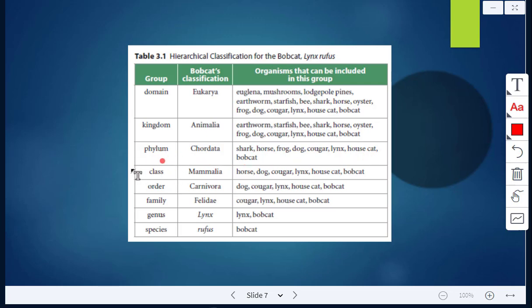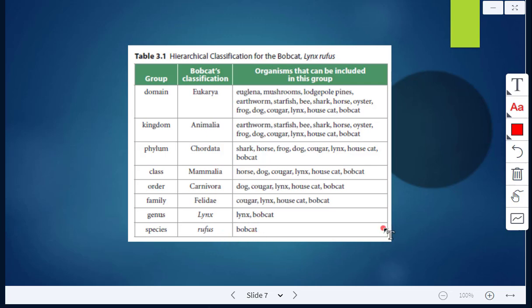So we get even more specific. Next is class. The class now is Mammalia. Now we can see which organisms belong here. So shark is no longer part of the Mammalia group. Keep going, we go to order, Carnivora, and we can see which organisms belong to that order. Next we get into family, Felidae. So cougar, lynx, housecat, and bobcat still belong in the same family. Then we get even more specific. So now we're in the genus. So genus is now Lynx, and organisms that now belong in this group are lynx and bobcats. And then finally we get into the species, which is Rufus, for the bobcat.